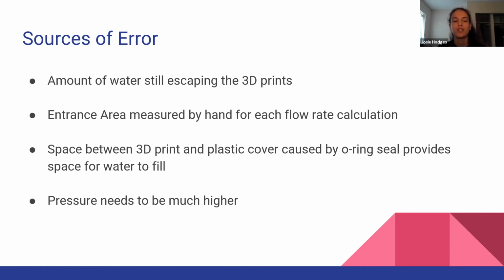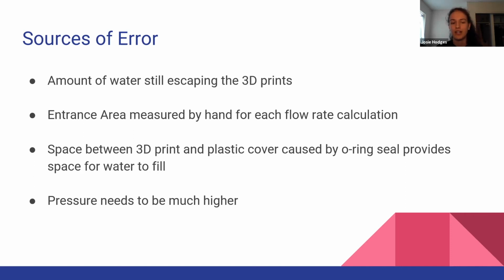Another problem, which I think caused a lot of the varied diodicity readings, is the space between the 3D print and plastic cover caused by the O-ring seals. This provided a lot of space for the water to fill that was not the actual injector and is not accounted for in ANSYS at all. So that causes water to just flow right above the injector. It's not the majority of the water, but there's a good percentage of it, maybe around 20%, that is going over the injector entirely, which could really mess with my results.